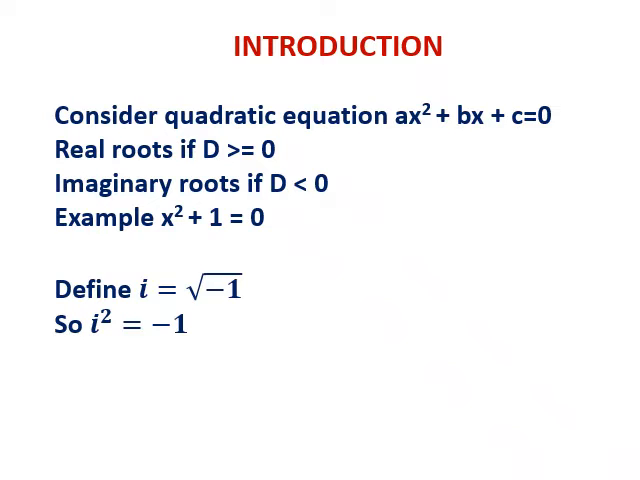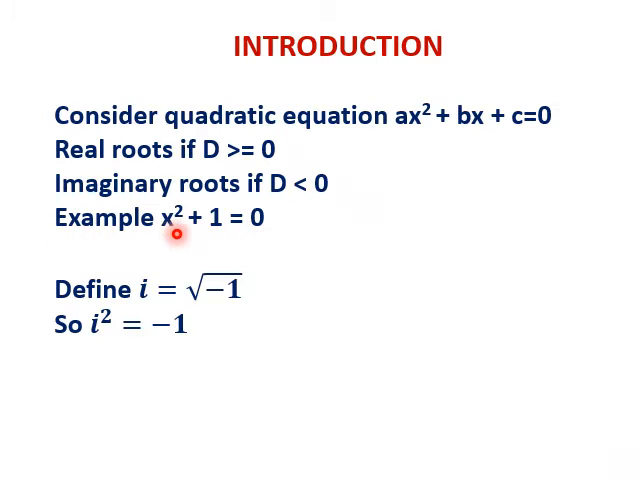In previous class, we have seen that for a quadratic equation ax square plus bx plus c equal to 0, this quadratic equation will have real roots only if discriminant is greater than or equal to 0. What is discriminant? That is the term b square minus 4ac. And what happens if the discriminant is less than 0? If discriminant is less than 0, then we will have the imaginary roots. Let us try to understand this.